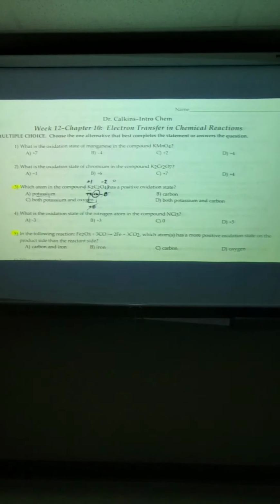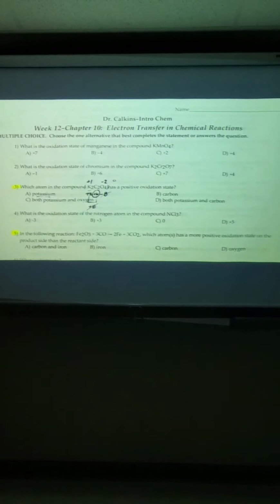Oxygen is itself with a partner, so it's going to be a -2. There's 2 -2s, that's a -4, so carbon's going to be a +4 to balance. So oxygen stayed the same, carbon went to a +4 because it now has an extra oxygen. So this is our spectator ion. We can get rid of it. It didn't change, it's just there.